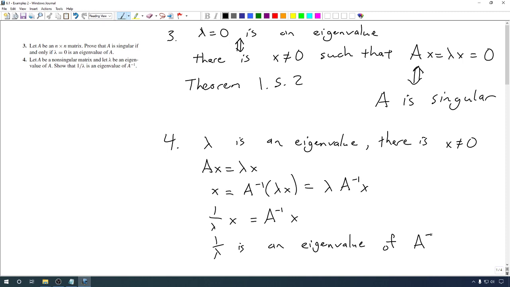of A inverse. In fact, it shows us even a little bit more. It's showing us that the eigenvectors corresponding to lambda for A are exactly the same as the eigenvectors corresponding to 1 over lambda for A inverse. So we actually have the exact same eigenvectors in each case. The eigenspaces are exactly the same space. That's actually very interesting, and we may actually use that for one of the other problems.